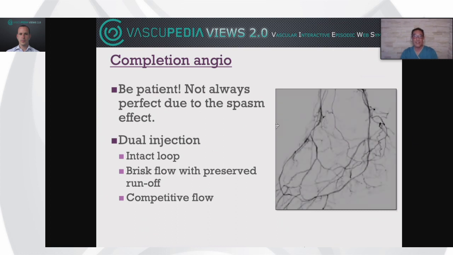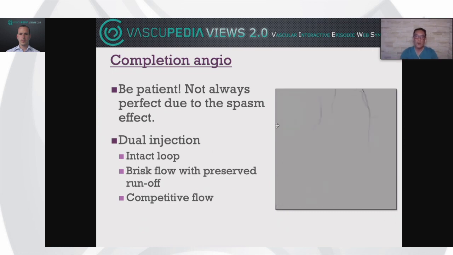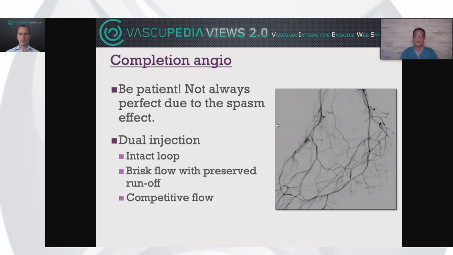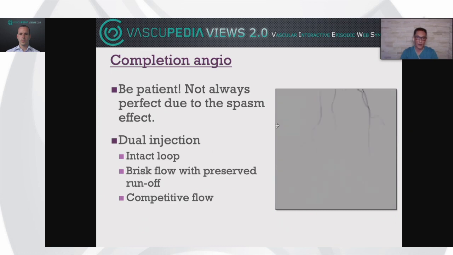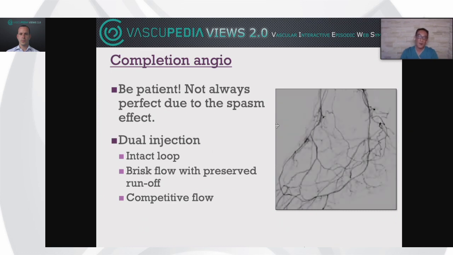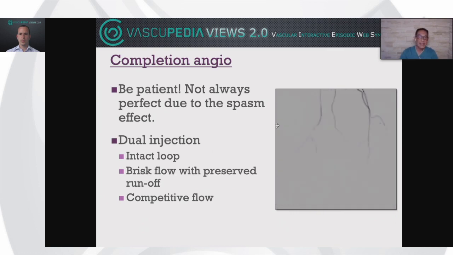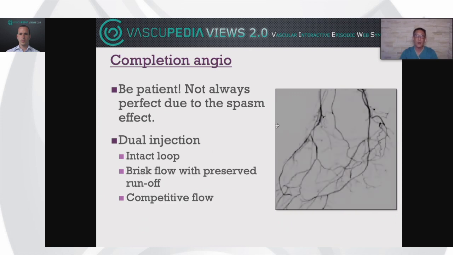So finally, with regards to the completion angio, you need to be patient, because you don't always get this nice and fancy image at the first attempt due to the spasm effect. And for that, we perform what we call the dual injection. We learned that from Fadi and Jihad Mustafa from Michigan. We use the support catheter and the sheath to assess that the loop is intact, that you have brisk flow with preserved runoff collaterals, and to weigh up the role of competitive flow.